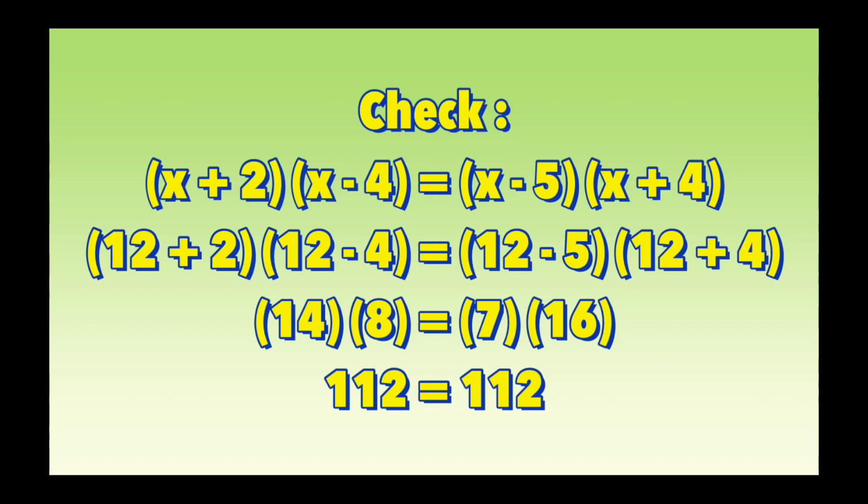12 plus 2 equals 14, 12 minus 4 equals 8, 12 minus 5 equals 7, 12 plus 4 equals 16. 14 times 8 equals 112, and 7 times 16 is 112. Since the result is a true equation, our answer is correct.